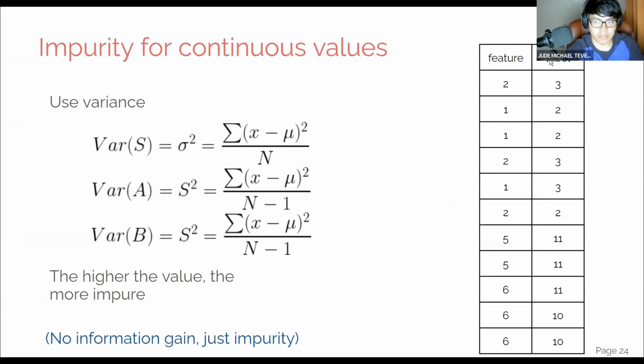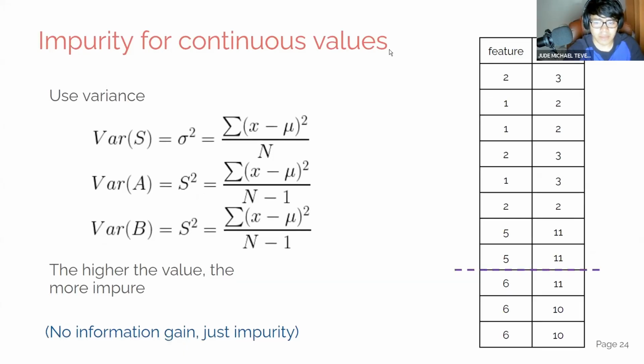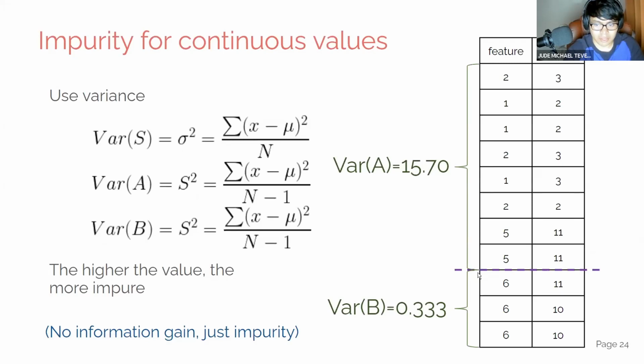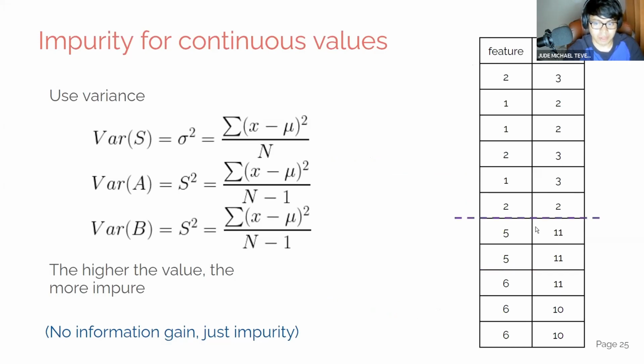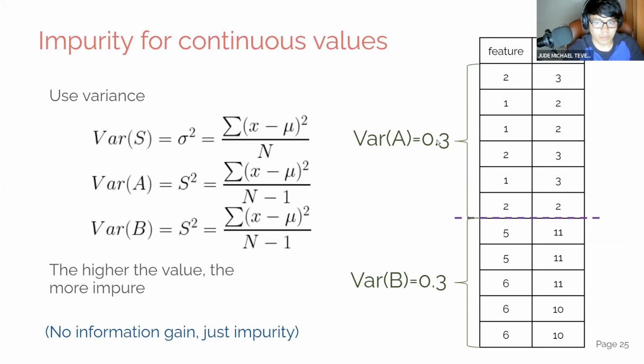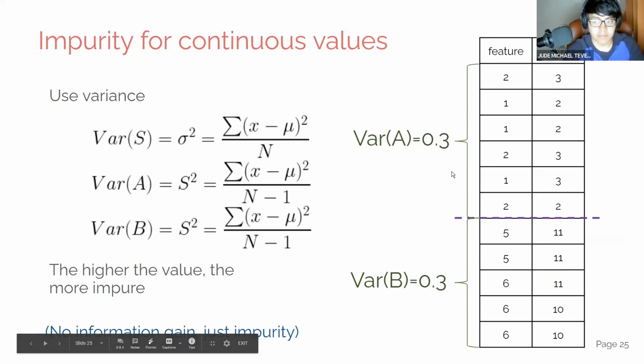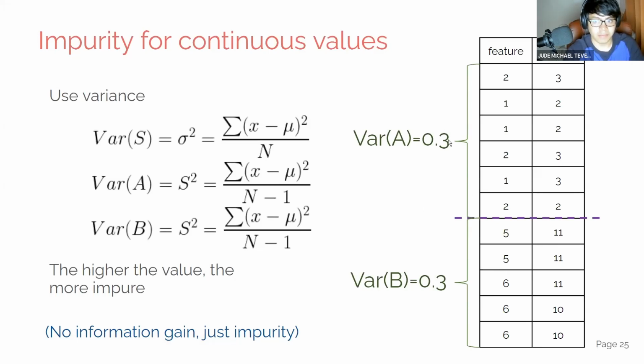So, for example, we have these labels: 3, 2, 2, 3, 3, 2, 11, 11, 11, 10, 10, and say we split it like this. We just compute the variance for this sample and then the variance for that sample. We'll end up with the following values: 15.7 for set A and 0.33 for set B. But what if we have this splitting, which is a better splitting? We cut it here, and we'll end up with a variance of 0.3 for both sets.